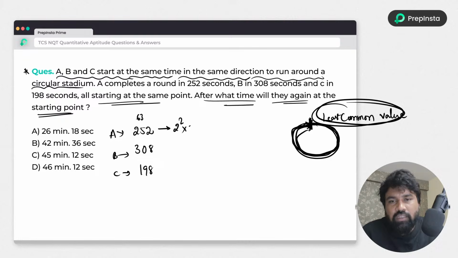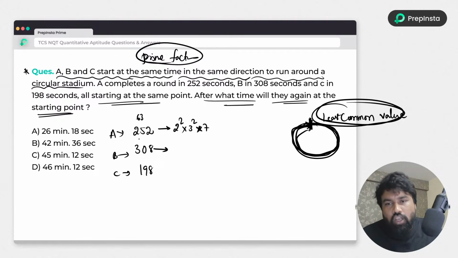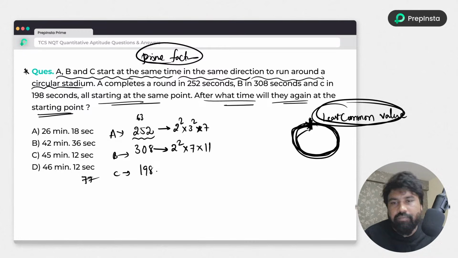63. 63 means 9 into 7. Okay, I am writing like that. You have to know about prime factorization. Prime factorization is nothing but writing the numbers in terms of prime numbers and squares. So 308, again it will cancel up to 4 multiple, so 2 square. 7 times it will cancel, remainder 7. So the answer is 7 into 11.